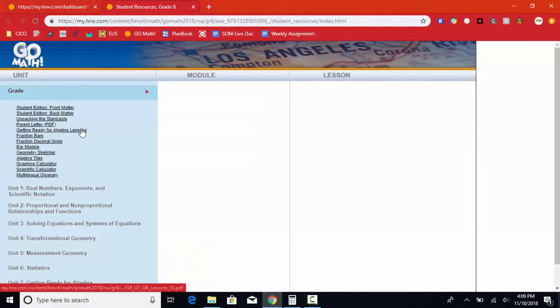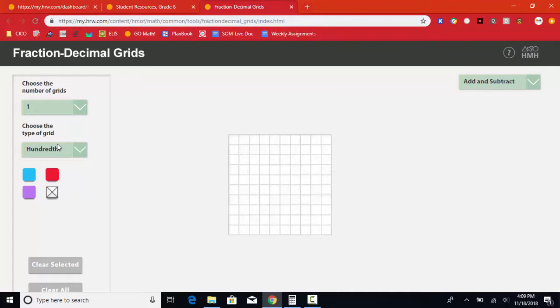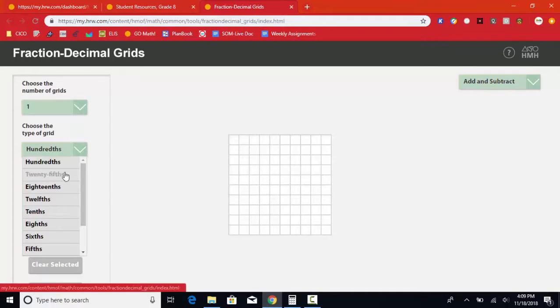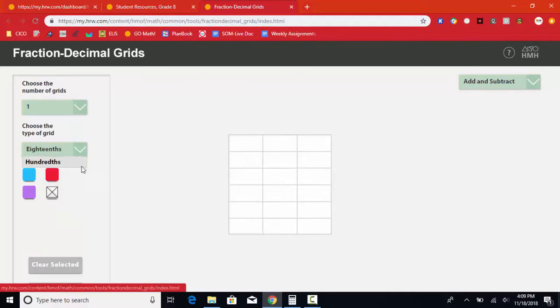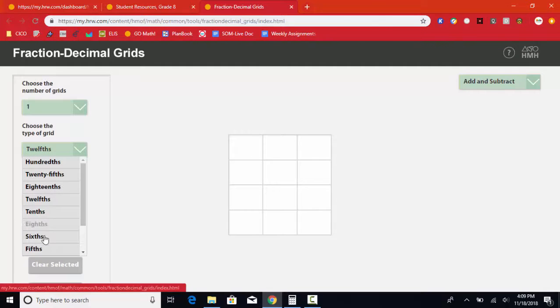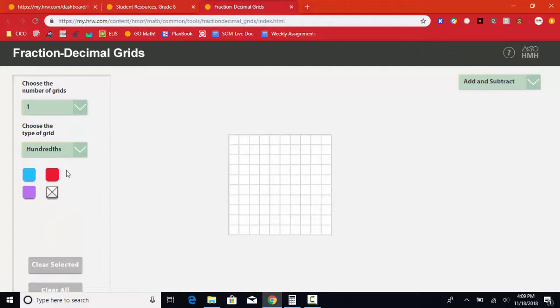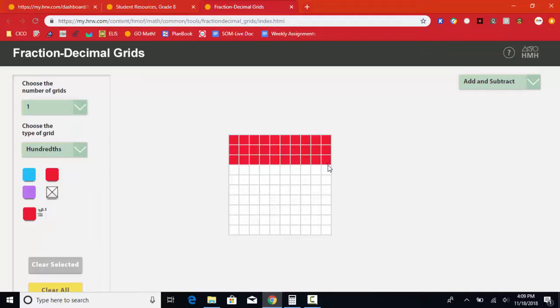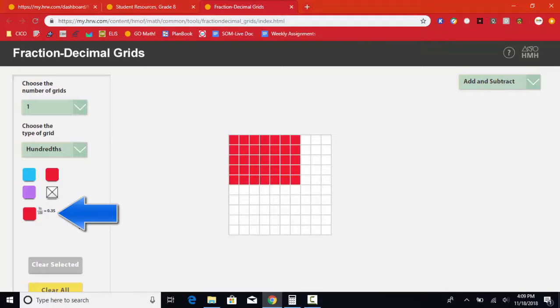So let's back out, and we have fraction decimal grids, sorry. Fraction decimal grids. We can choose what type of grid we want to deal with. Hundredths, 25ths, 18ths, 12ths, so on and so forth. We typically use hundredths. If we click, let's say, red, then we can start filling these in, and we can see that I filled in 35 hundredths as a fraction, or in decimal form, which is still 35 hundredths, but you see it written as 0.35.